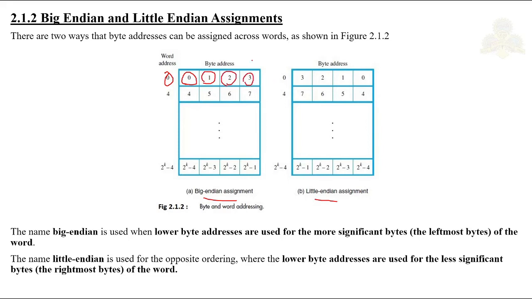So after this, the location would start from the 4. Again, the byte locations would be 4, 5, 6, 7, and this continues.